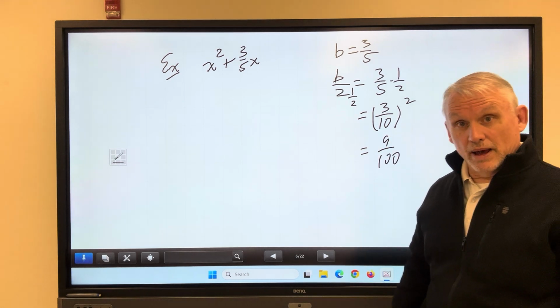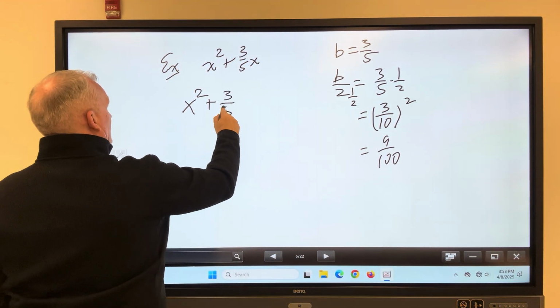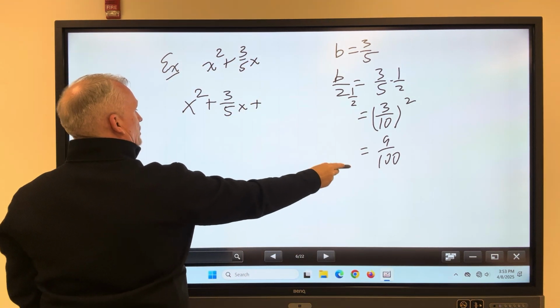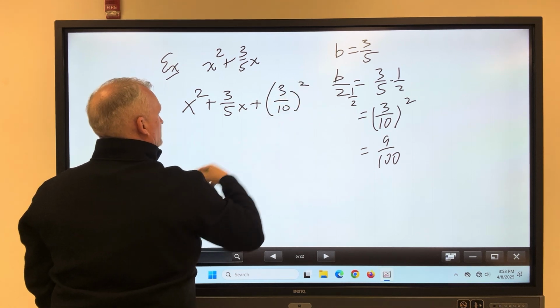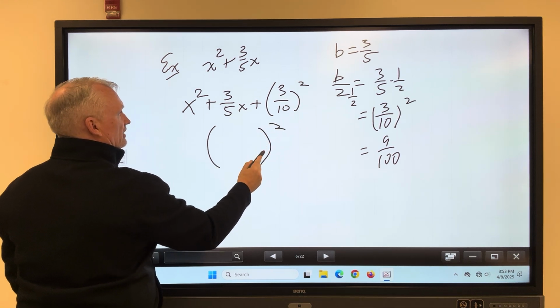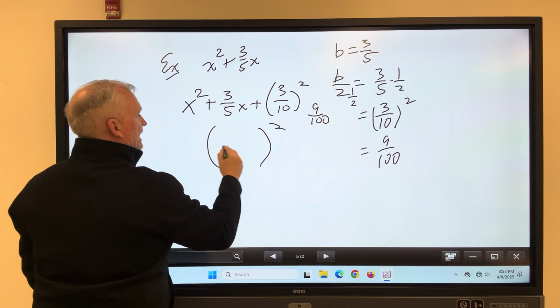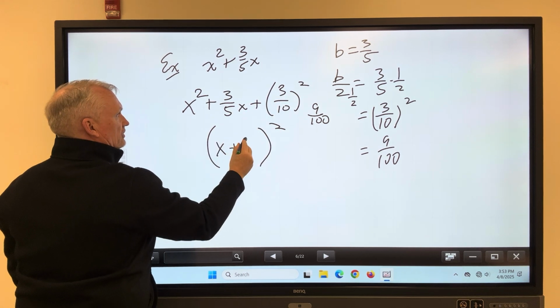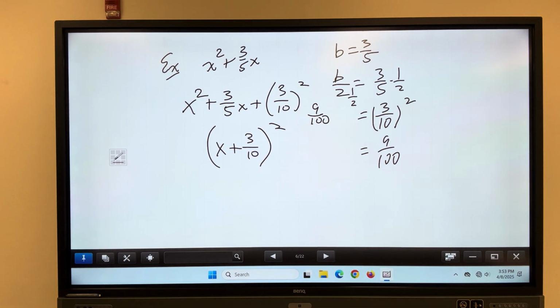Okay, well, let's go back to the drawing board. X squared plus 3 over 5x plus, I'm going to put this 3 over 10 squared, which is 9 over 100. Factor: x, there's your answer, plus 3 over 10 squared. Okay?